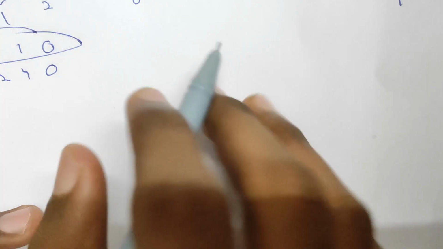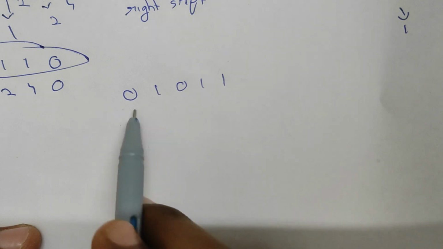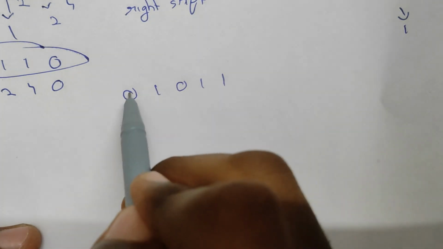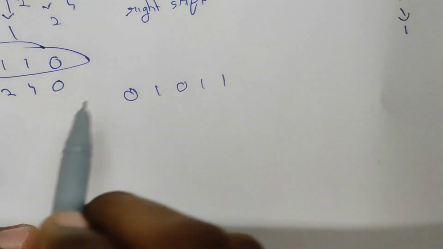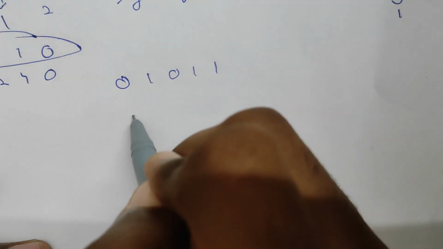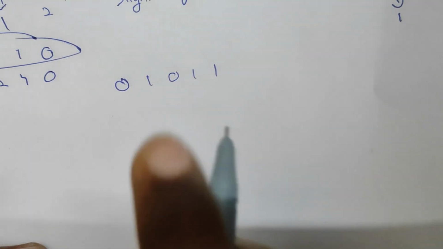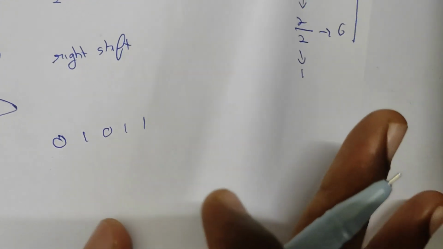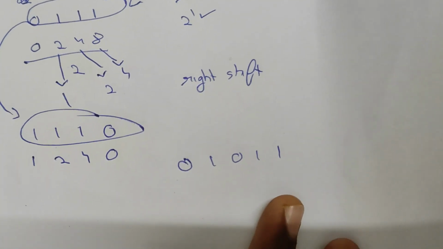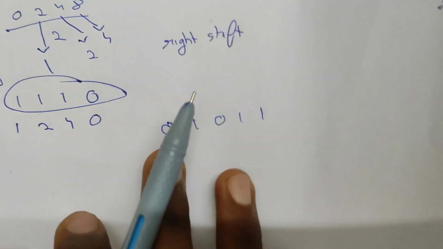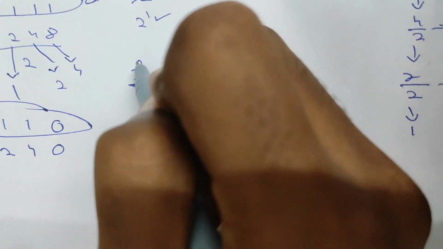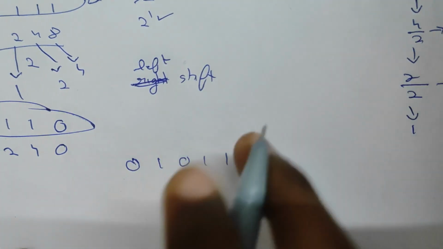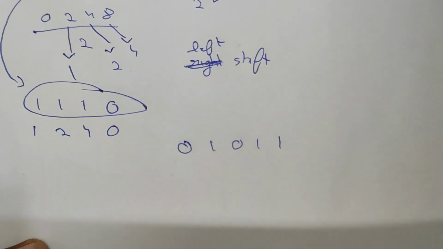Okay, suppose the value that they have given us is 0 1 0 1 1. So if we divide this by 2, every set bit will get shifted to the right by 1. No, actually it gets shifted to the left, right? That's my fault. I got confused between left and right. It's getting shifted to the left, right? Sorry, my mistake. Left shift.